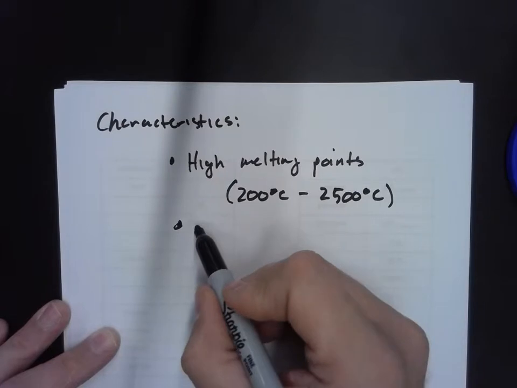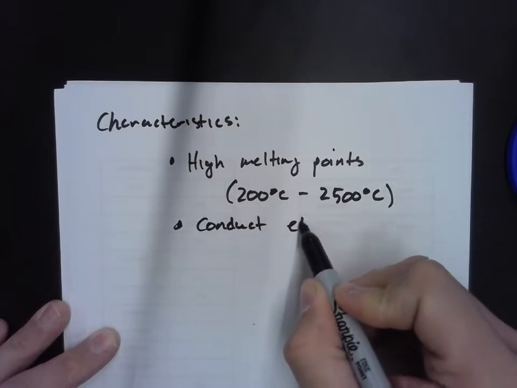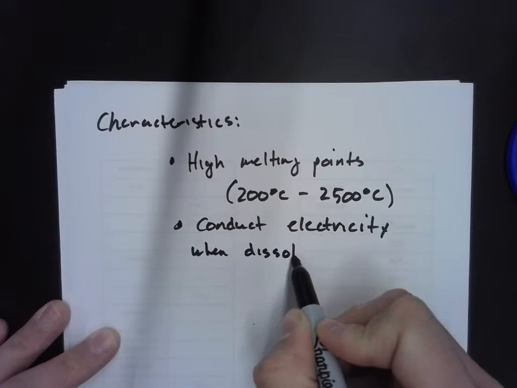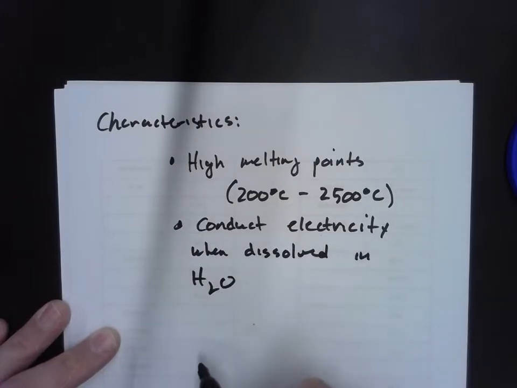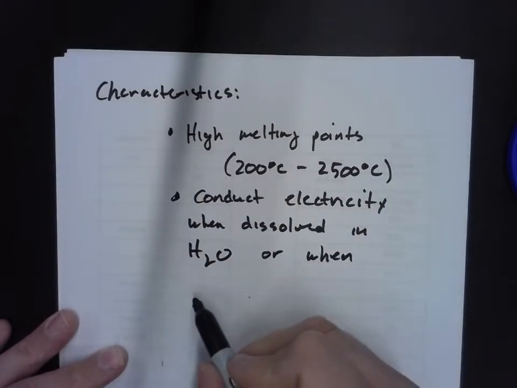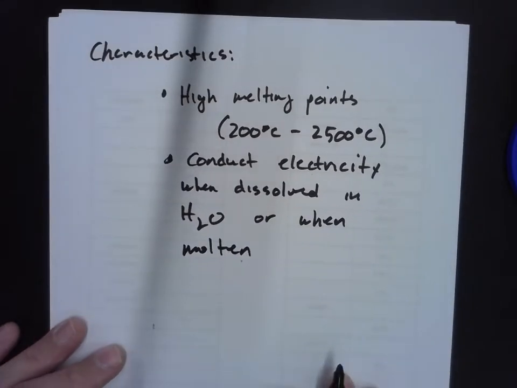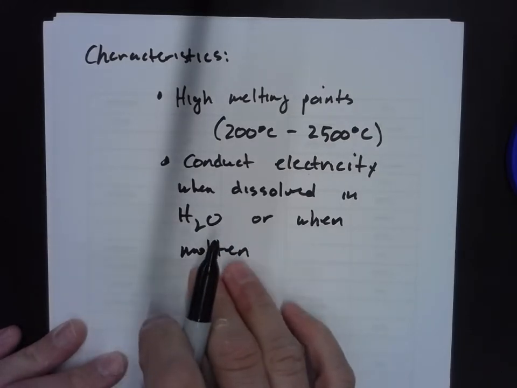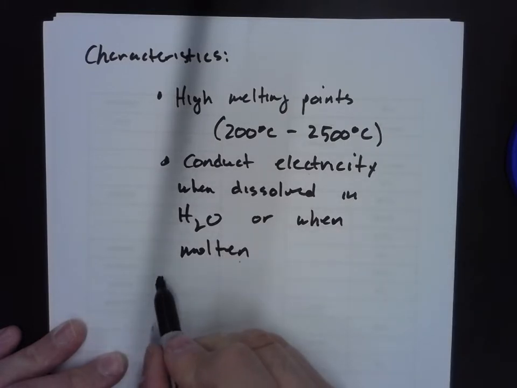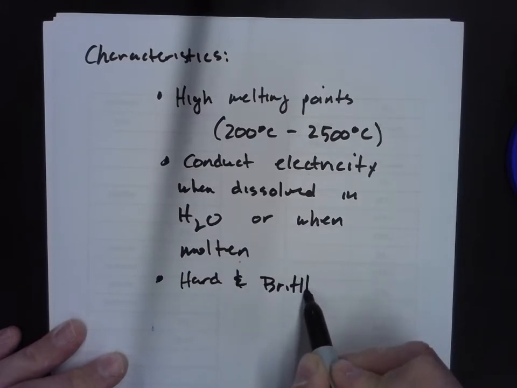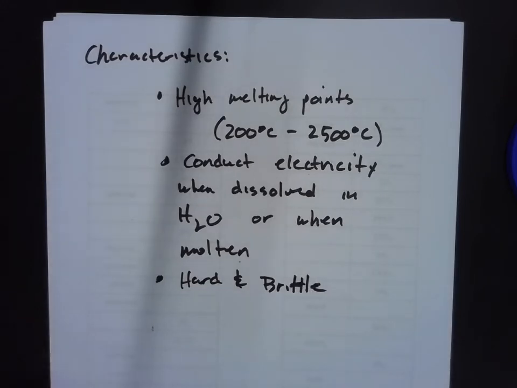They conduct electricity when dissolved in H2O, or when molten. Molten just means to add a lot of heat and melt them, like in a volcano. A volcano is molten. Lava is molten rock. And they're hard and brittle. I'm going to stop here because this is going way long, so we'll do another one or two parts.